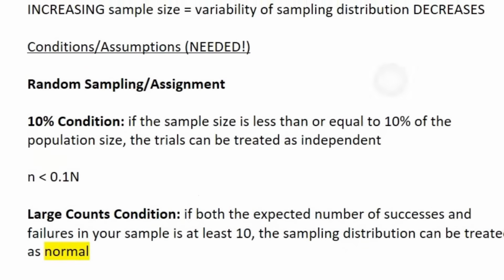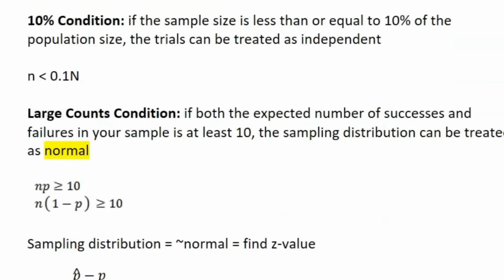Now we're going to talk about a couple assumptions and conditions. So basically, in order to conduct a significance test, these are a couple things that have to be true. First, you need random sampling and assignment. Then you need to satisfy the 10% condition. It's basically where each sample that you take has to be less than or equal to 10% of the population, because you want the trials to be treated as independent, right? Where we don't have replacements. So that is represented as n is less than 0.1 or 10% of the entire population, which is denoted as big N.